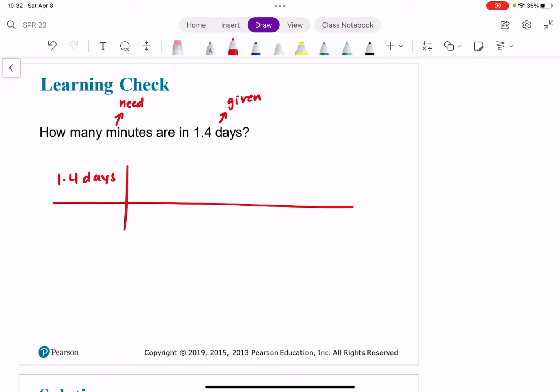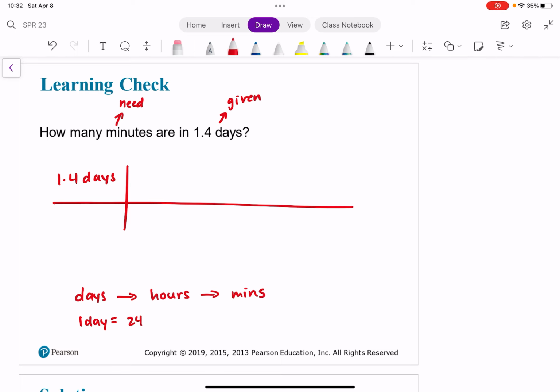Where do we want to get to? We want to get to minutes. Okay, I don't know exactly how many minutes are in a day. You might know that. Some people just like carry around those types of facts with them, which is really fascinating. I don't know that. So for me, I want to go from days, I think, to hours to minutes. That's how I think. Okay, because I know how many hours are in a day. So 1 day equals how many hours?